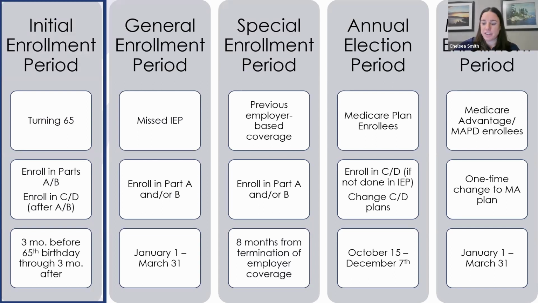This period refers to the 3 months of time before and after the beneficiary turns 65 and the month of their birthday itself. So that means the total length of an IEP is 7 months, 3 months before their birthday, 3 months after their birthday, and then the month that their birthday occurs. During this period, beneficiaries can enroll in A and B and then move into enrolling into C and D after A and B is all covered. We're going to talk about the rest of the periods later on, but let's focus right now on the IEP.